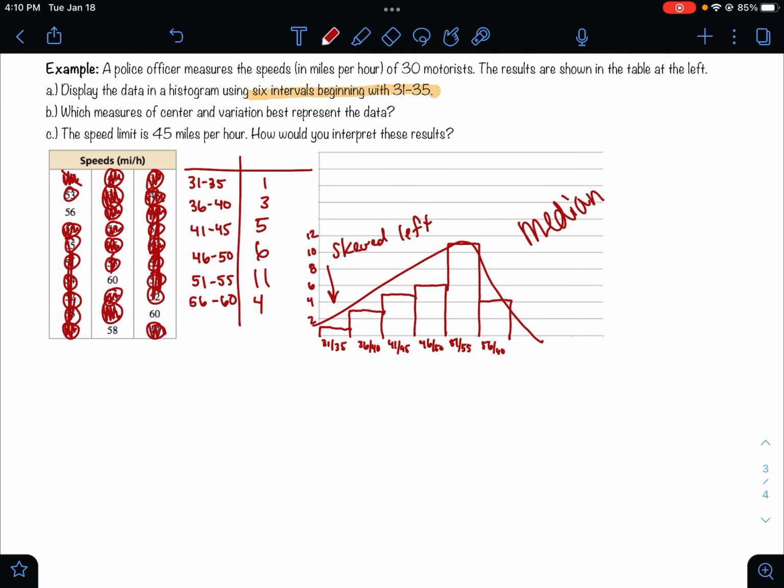And interpret the results. If the speed limit is 45 miles per hour, so the speed limit is right here, basically, it looks like most people are speeding. That's how you could interpret that.